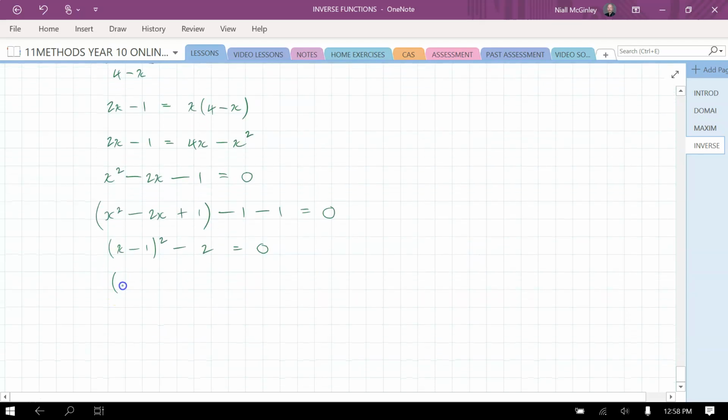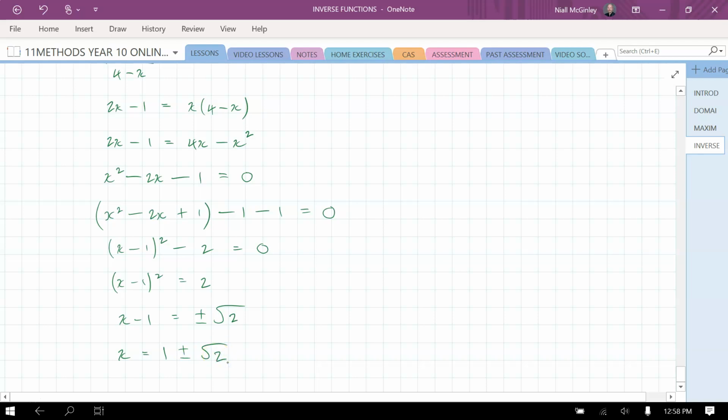So continuing, x minus 1 squared, I'm going to add 2 to both sides, so it's going to equal 2. x minus 1 is going to be plus or minus the square root of 2. And then I'm going to add on 1. So x is 1 plus or minus root 2.